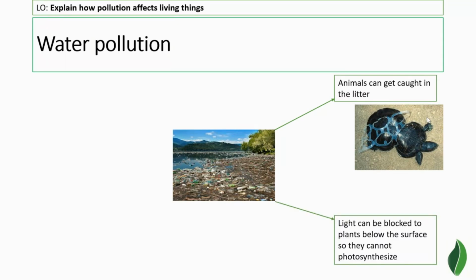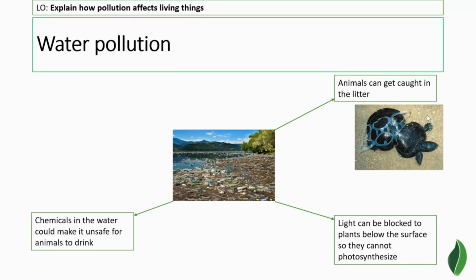Light can be blocked out, so plants below the surface cannot photosynthesize. So if you think, for example, about the plants below the surface of this lake, they're not going to be getting the light. If they're not doing photosynthesis, then the oxygen is not being supplied to the water, which means that everything else isn't going to be able to respire and survive in there. And very quickly, the food chain falls apart. Animals and other plants will die as well.